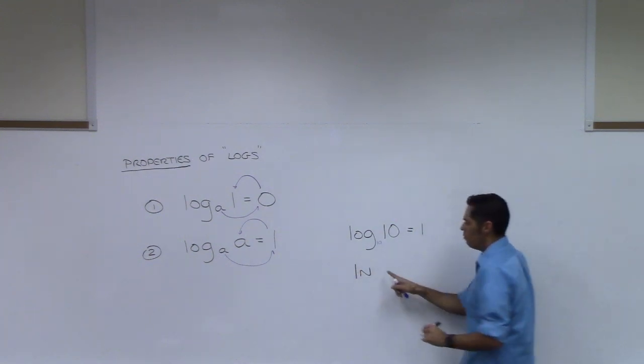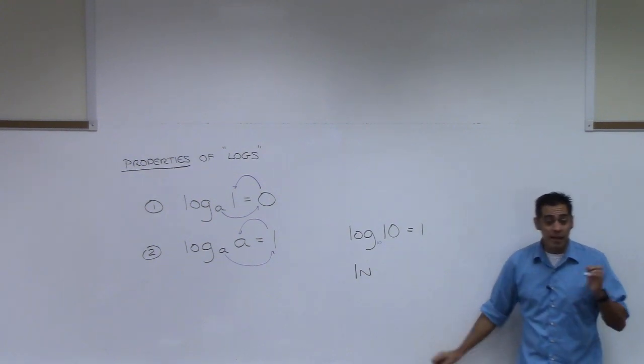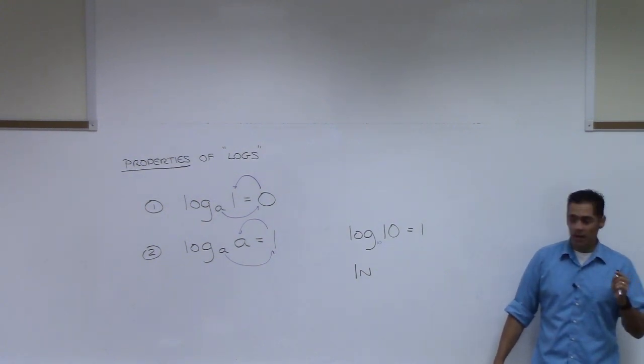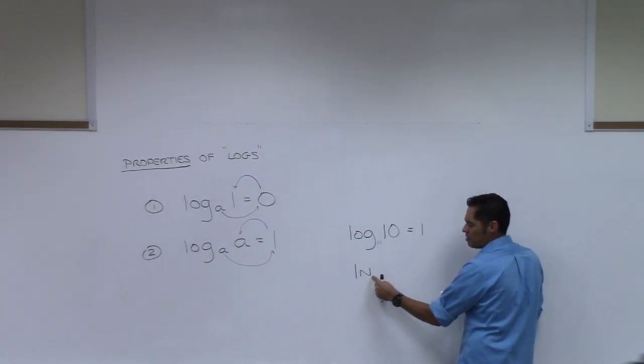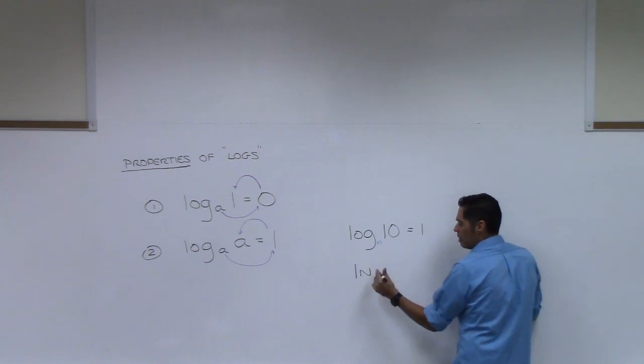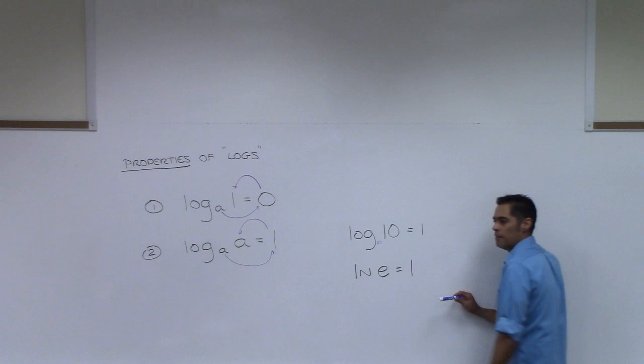So what would it be for the other special log? ln, what would have to be here to get 1? E. Okay? Because what's the base? It's not written here. What's the base of this log? E, right? It's a special log. So if we plug E in here, we should get 1.